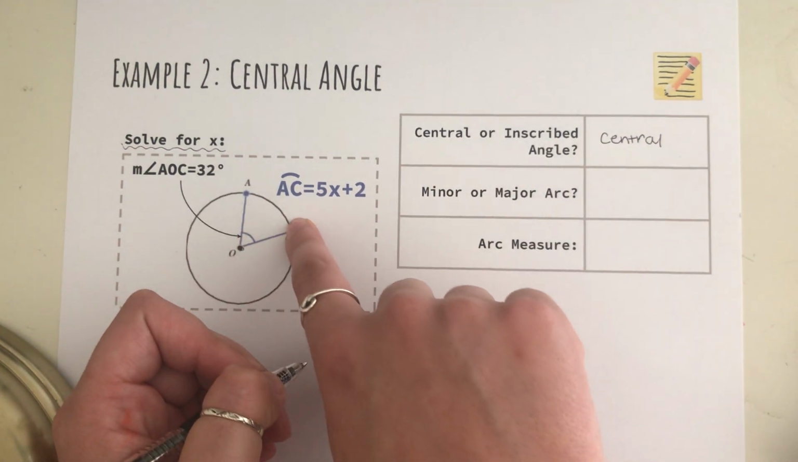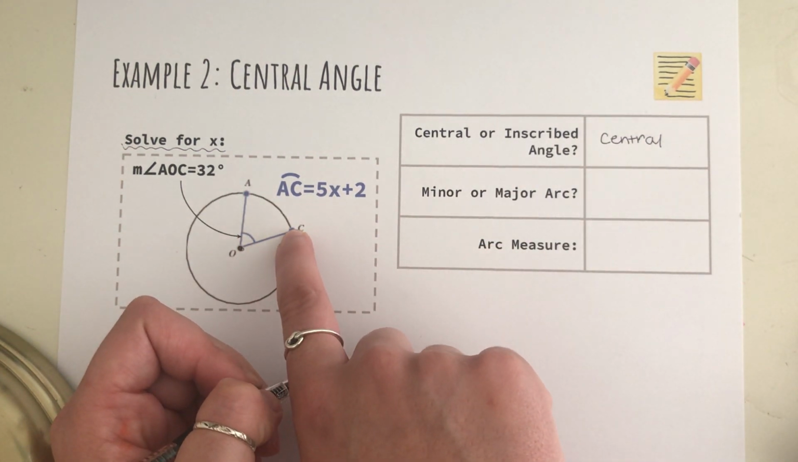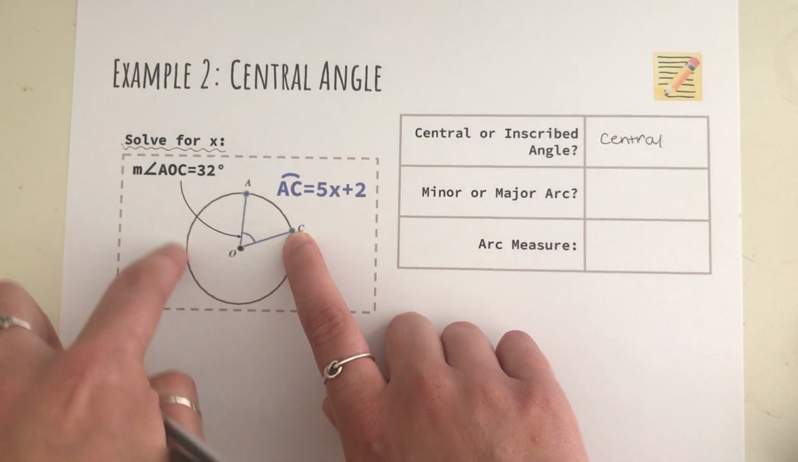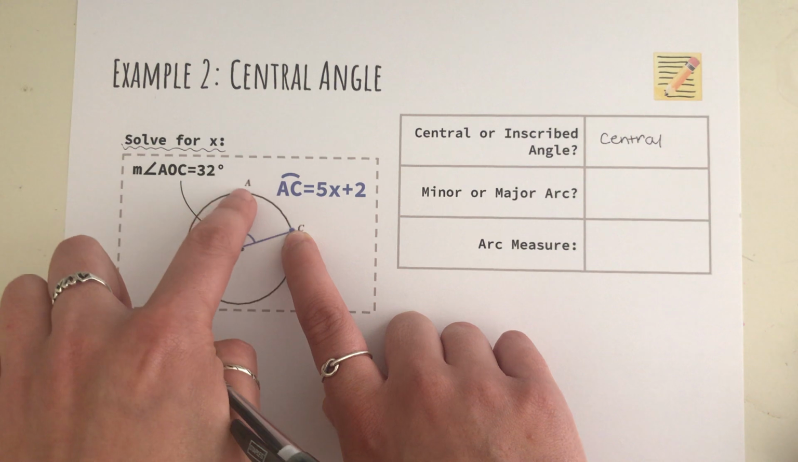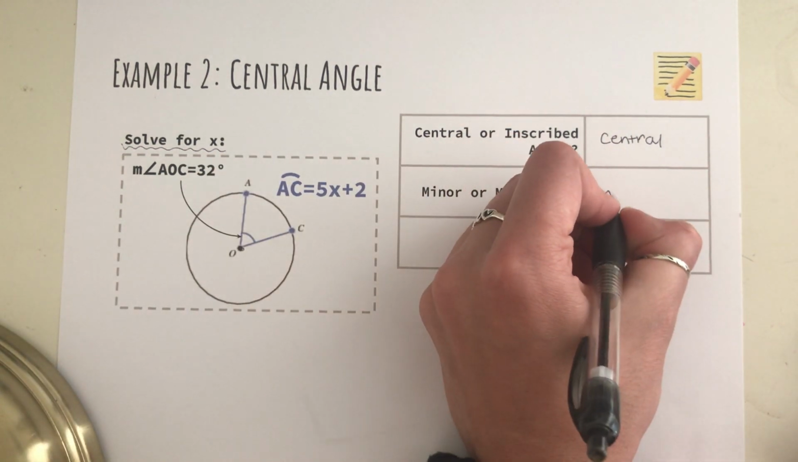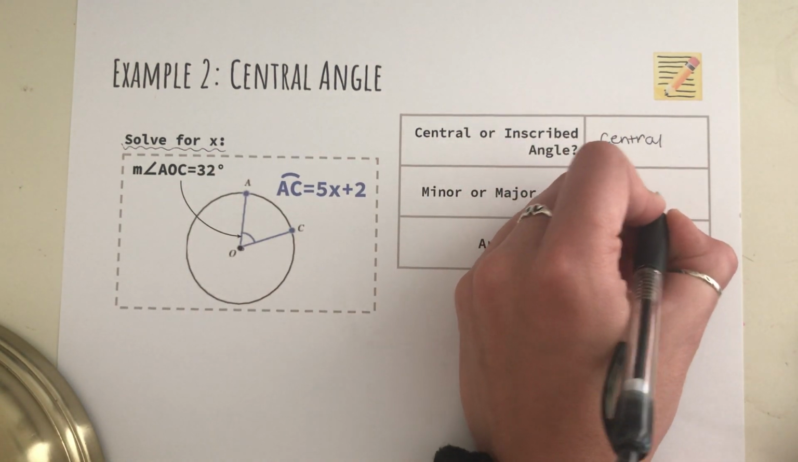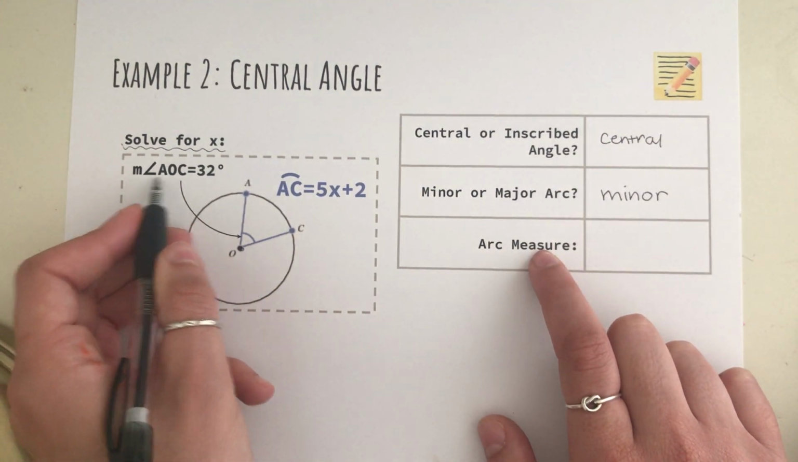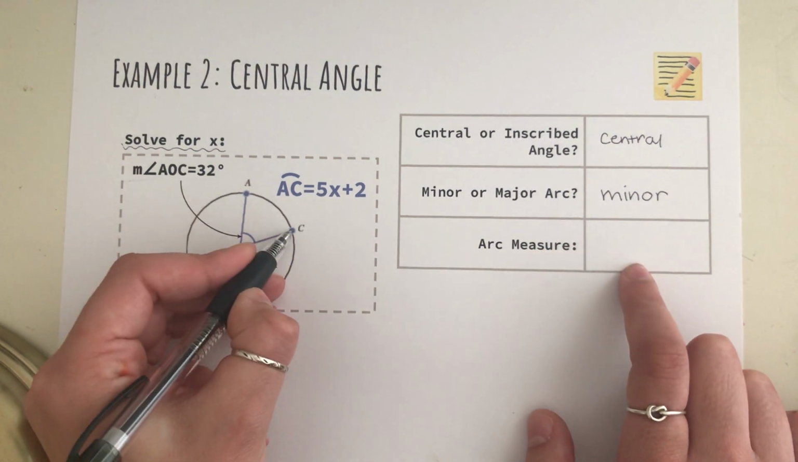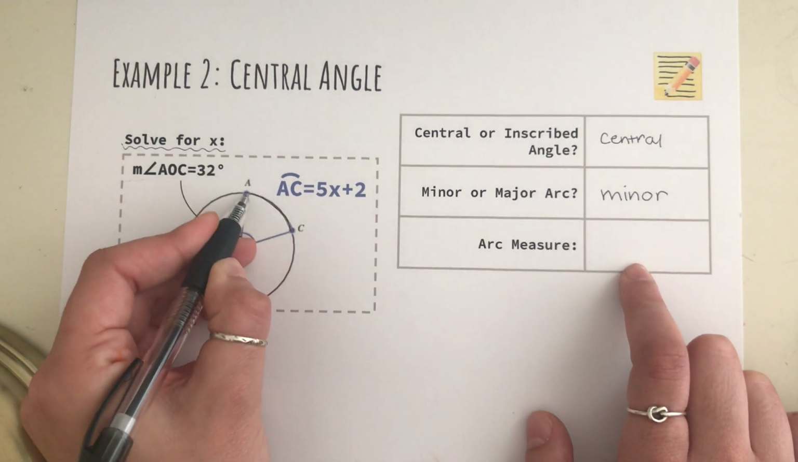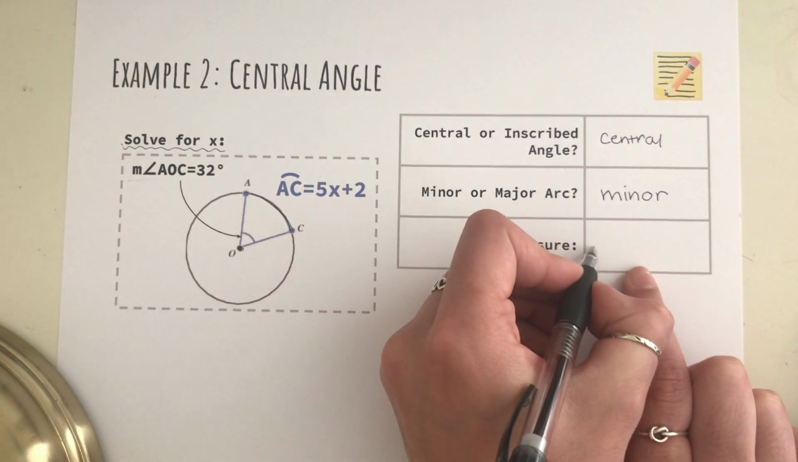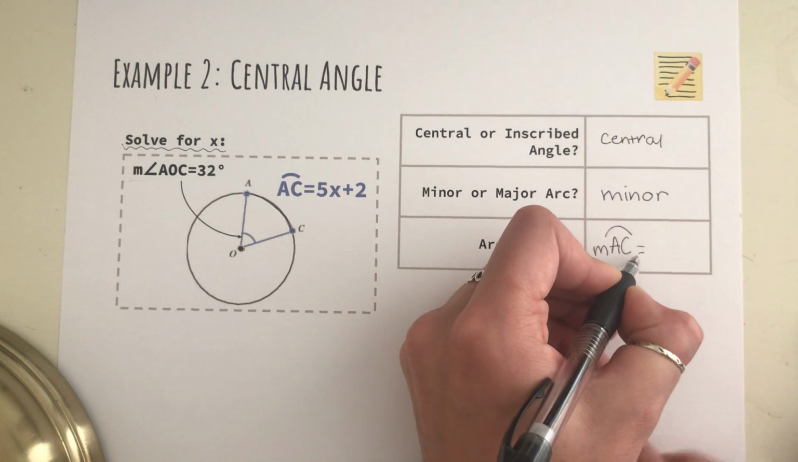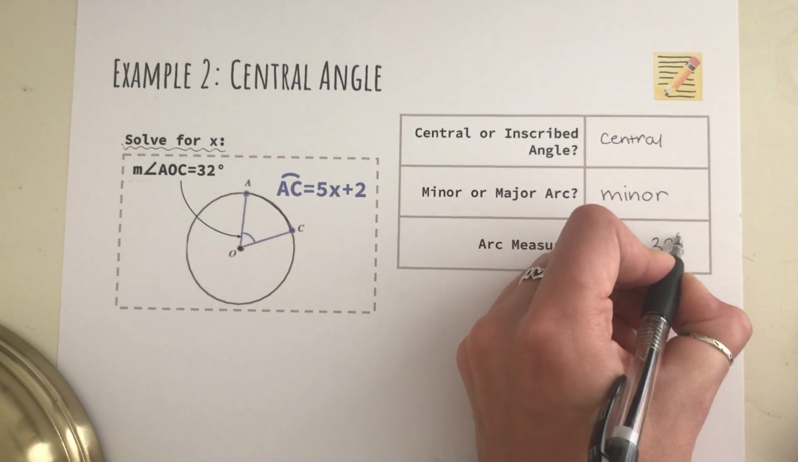Just like before, it's a minor arc because it is only from here to here. This is definitely less than 180 degrees, right? It's pretty small, so we call it a minor arc. And our arc measure, we already know that a central angle is the same as its arc measure. Its intercepted arc is the same exact measure. So I'm going to write the measure of arc AC equals 32 degrees.